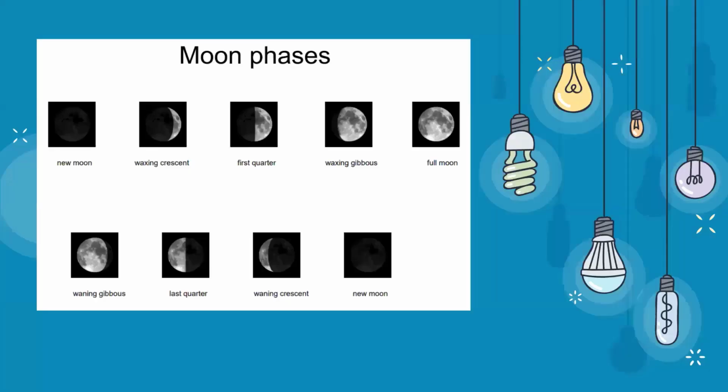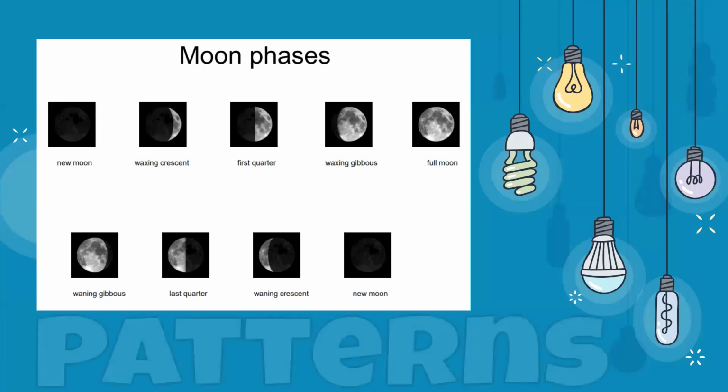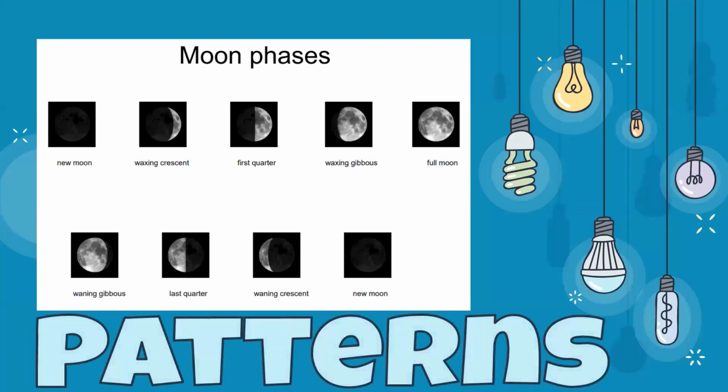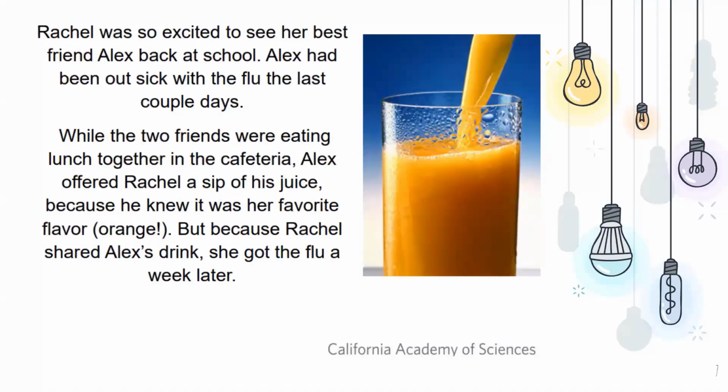All right, so here's our first image. It's on moon phases. What cross-cutting concept do you think you could use with this phenomena? And if you put patterns, yes, you could use patterns. So here's another one. Get ready.